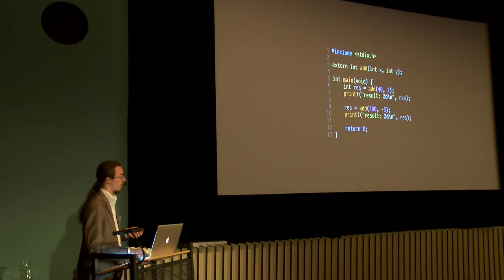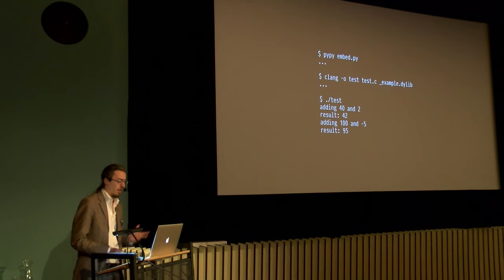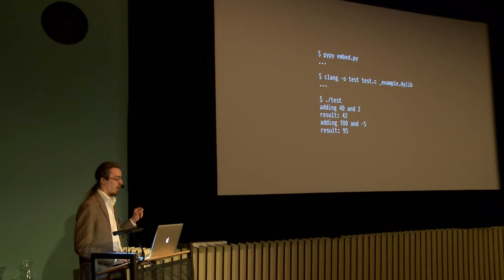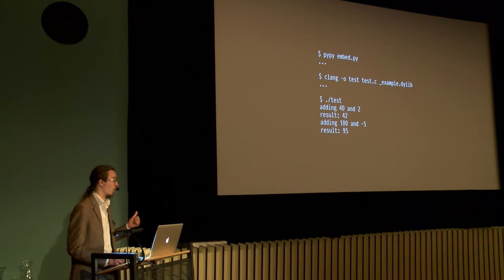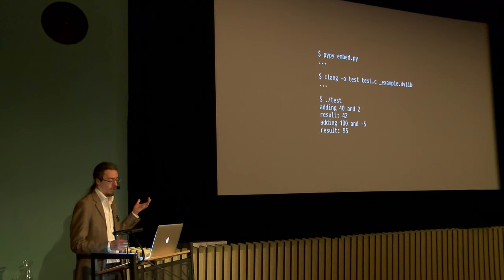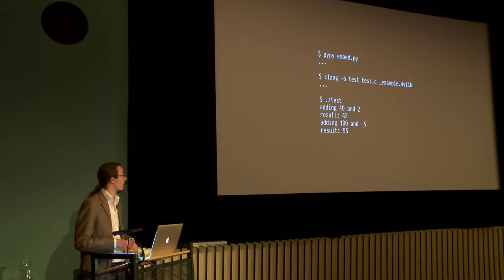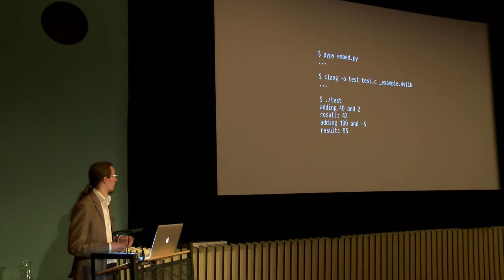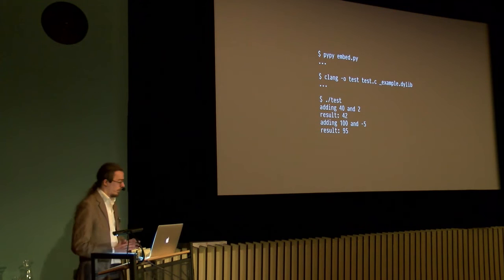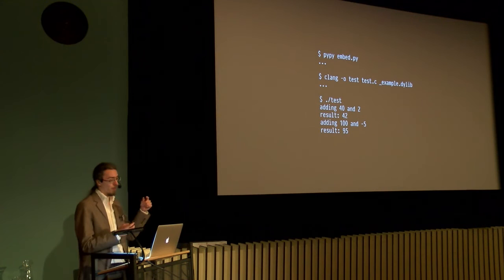First of all, we call this embedding generator script, the Python script that I showed. It produces a bunch of output, and it produces the _example.dylib, or .so if you're on Linux. And now, using Clang or GCC or whatever you prefer, you compile your C file and you provide the library. You can do that in whatever way you like. And then you call it, and the expected result is C. So that's great. Now we basically have our own C program, and we've extended it with Python.